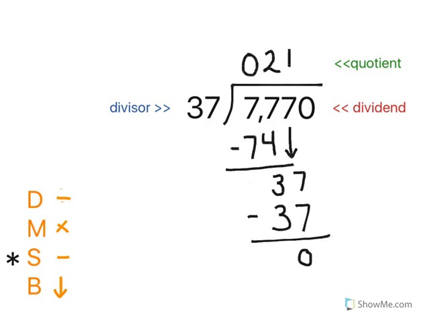It looks like I'm done solving this problem, but be careful because I'm not. When you're doing the standard algorithm with whole numbers, every digit of the dividend needs to have a digit above it in the quotient. That makes me realize that I still have to bring down my final digit, even though it's just a 0, and continue with my DMSB steps to finish solving this problem.